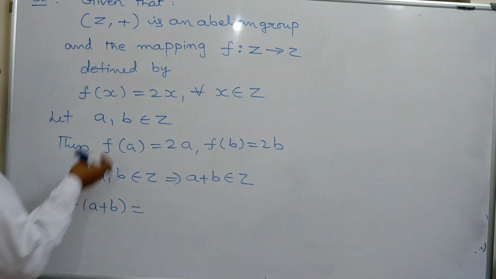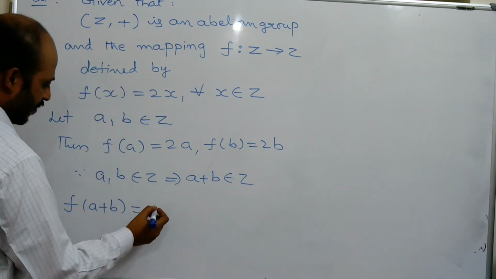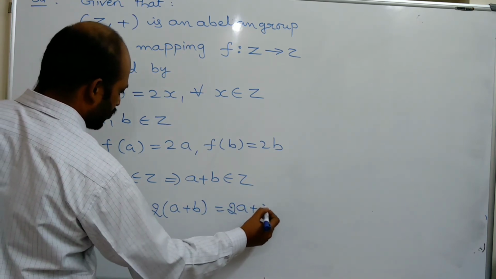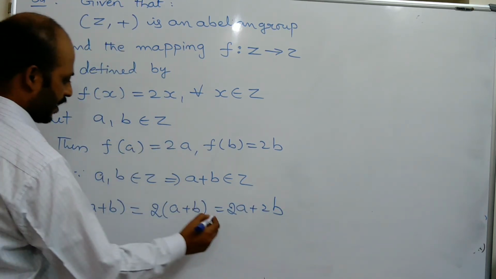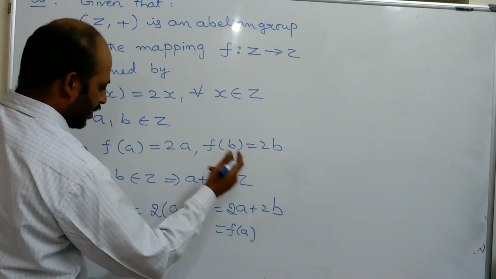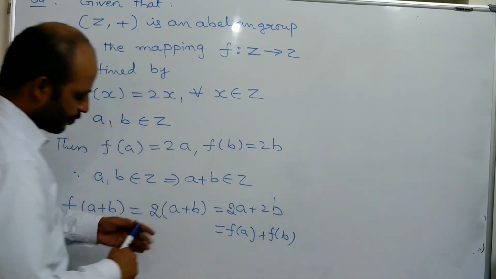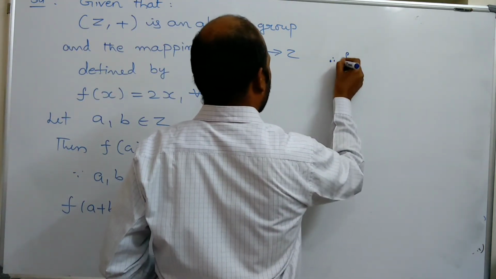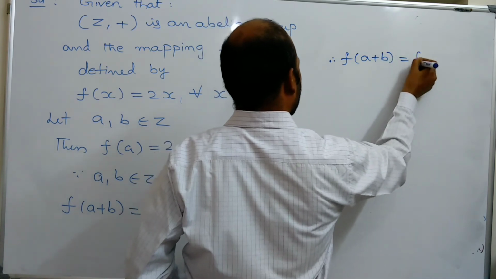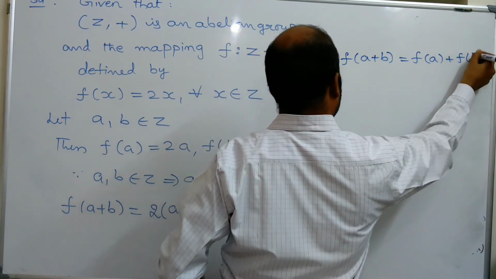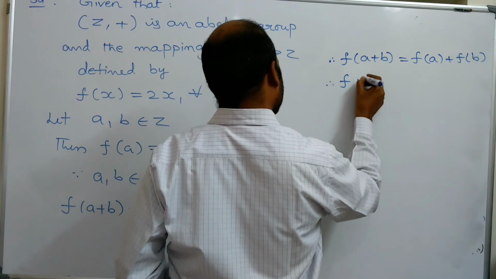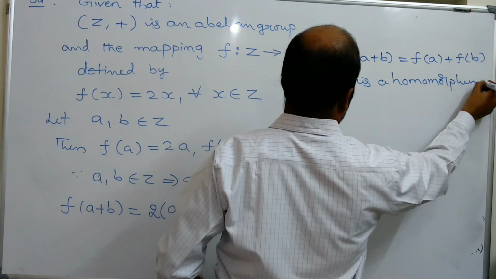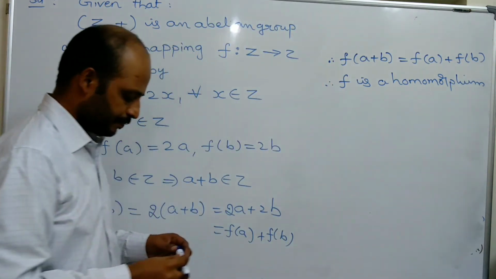Now f of a plus b. By definition, f of x is equal to 2x. So f of a plus b is equal to 2 into a plus b. It can be written as 2a plus 2b. What is 2a here? f of a. What is 2b here? f of b. Therefore, we prove that the condition f of a plus b is equal to f of a plus f of b. Therefore, f is a homomorphism. Yes, f is a homomorphism.